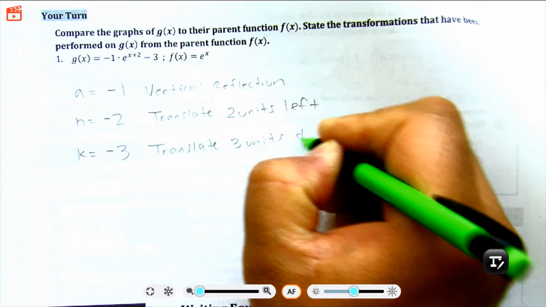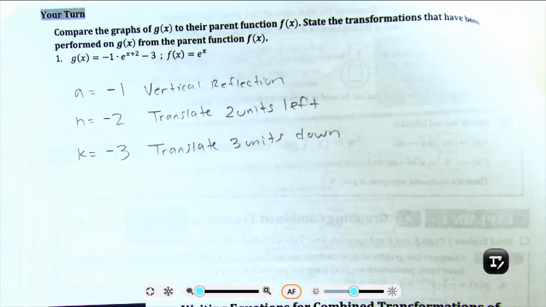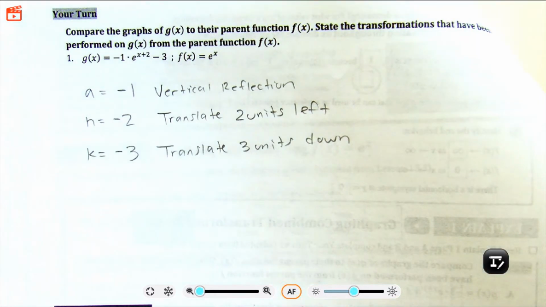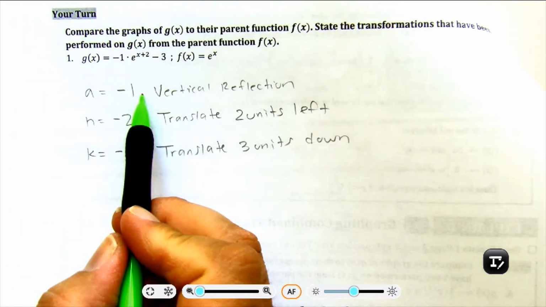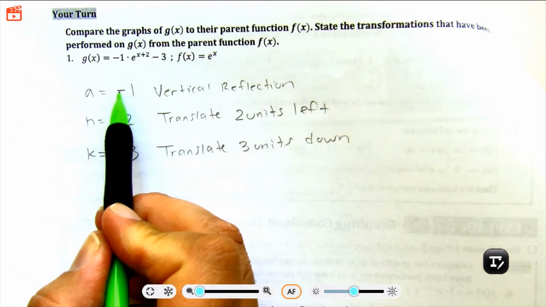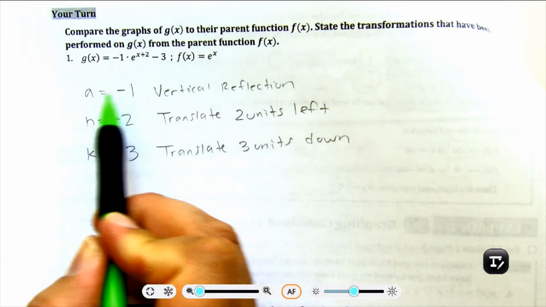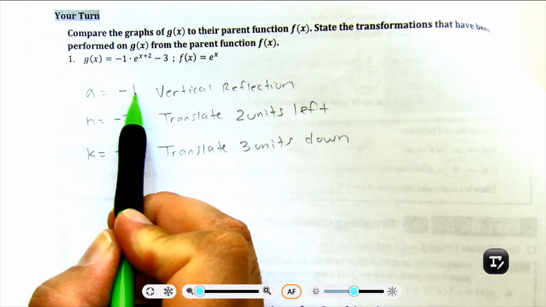Now, some of you might be asking, why isn't there a vertical stretch or vertical compression? And that is mainly because a is -1, so the negative makes this a vertical reflection, but when a is 1, that is neither a stretch nor a compression. So these are our 3 transformations that occurred.